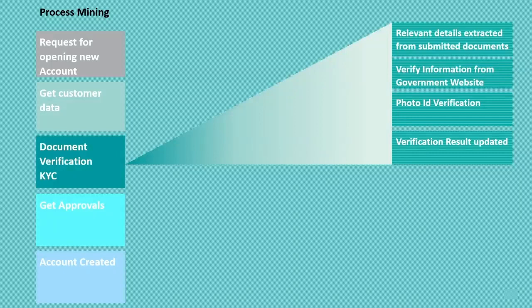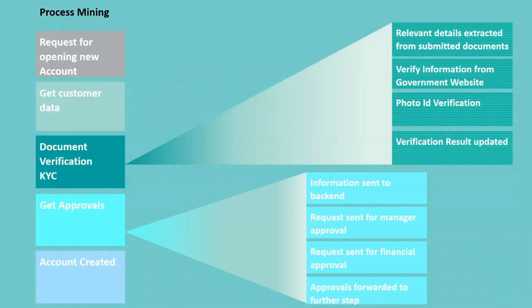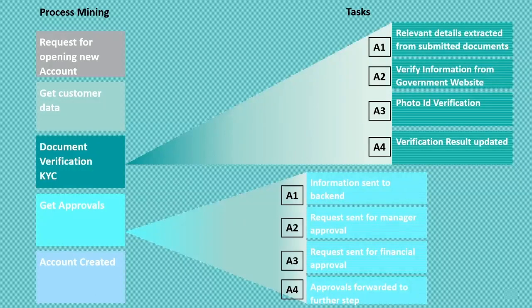Similarly, if we see the next step in the process, that is get approvals, when the information is sent to the backend, the manager is asked to give approval so that the further process can continue. The information is shared with the finance department, and once the finance department gives its approval, the approvals are forwarded to the accounts team for the creation of new accounts. So all these activities, which are part of the activities in the process, are known as tasks. If we see, the tasks also have multiple activities.